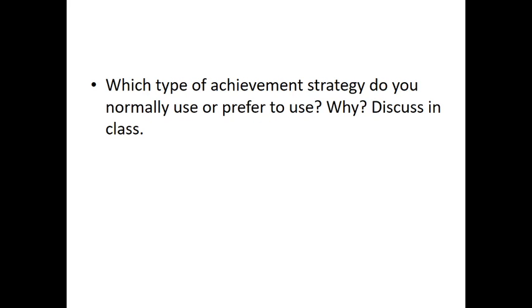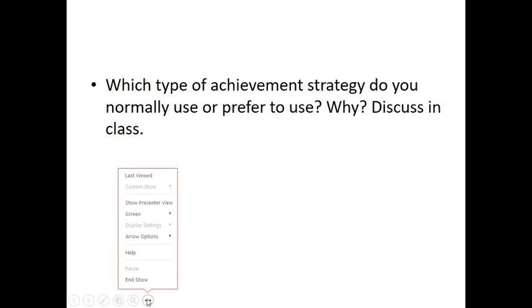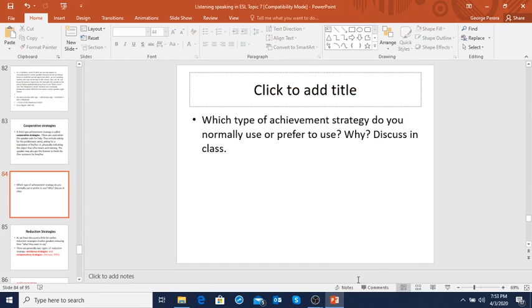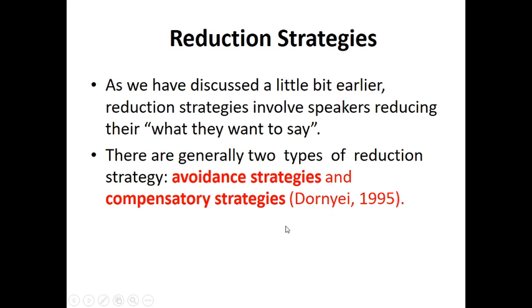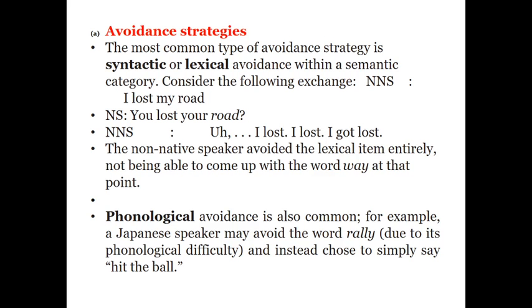Then we are moving into another strategy, that is reduction strategies. Reduction strategies involve speakers reducing what they want to say. There are generally two types of reduction strategies: avoidance strategy and compensatory strategy. Avoidance strategy. The most common type of avoidance strategy is syntactico-lexical avoidance within a semantic category.